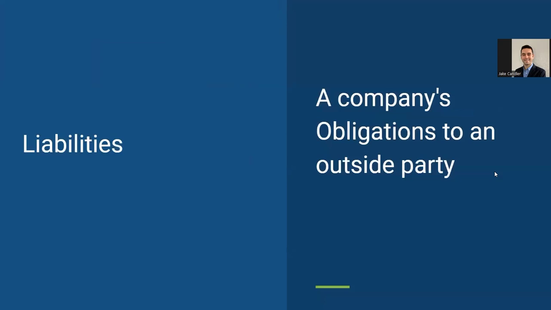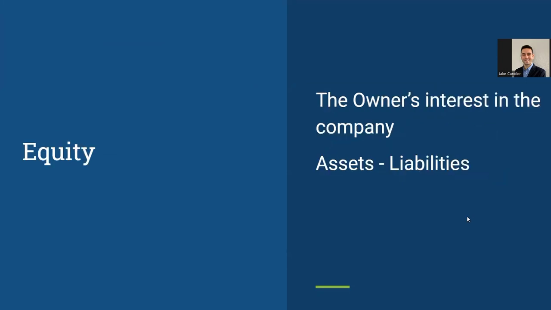Liabilities. Liabilities are a company's obligation to pay an outside party. Equity, the owner's interest in the company. So expressed in a formula, it's assets minus liabilities. So it's what you have versus what you owe.